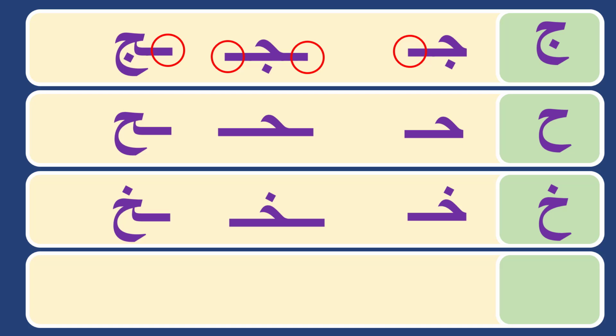Let's look at Dal. This is Dal at the beginning of a word. The space here indicates you cannot join something directly after the Dal. The space here also indicates when Dal appears in the middle of a word, you cannot join something directly after it. Then this is Dal at the end. You can join something before the Dal.